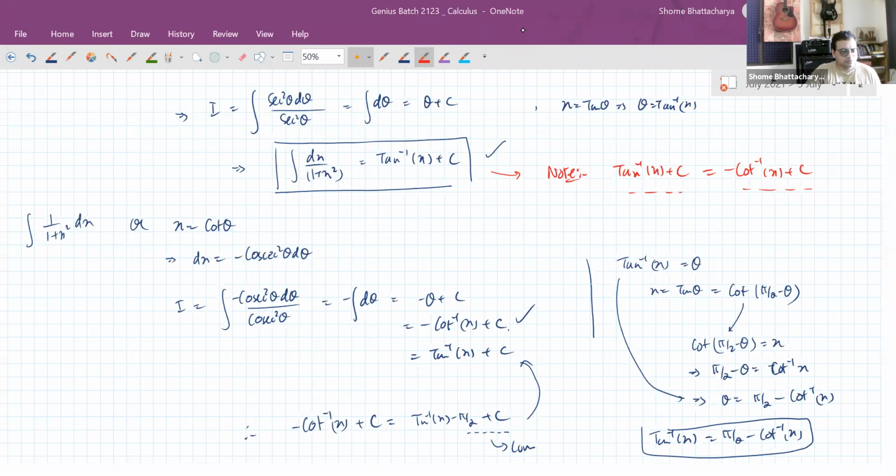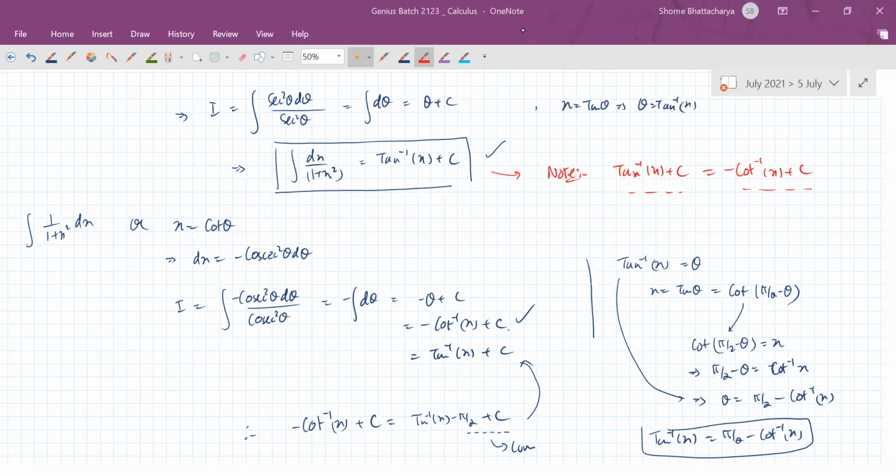Okay, so hope this point is clear now, Mansi, that if we use cot for the substitution, it comes to an equivalent answer. It's a little bit tricky that tan inverse x is not equal to minus cot inverse x. Tan inverse x is actually equal to pi by 2 minus cot inverse x.